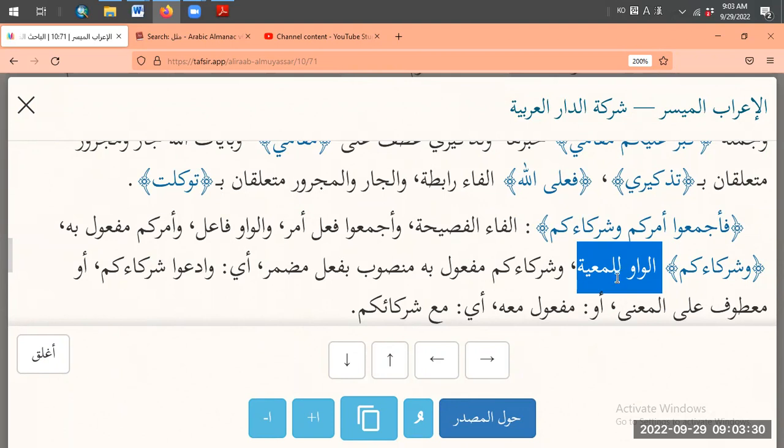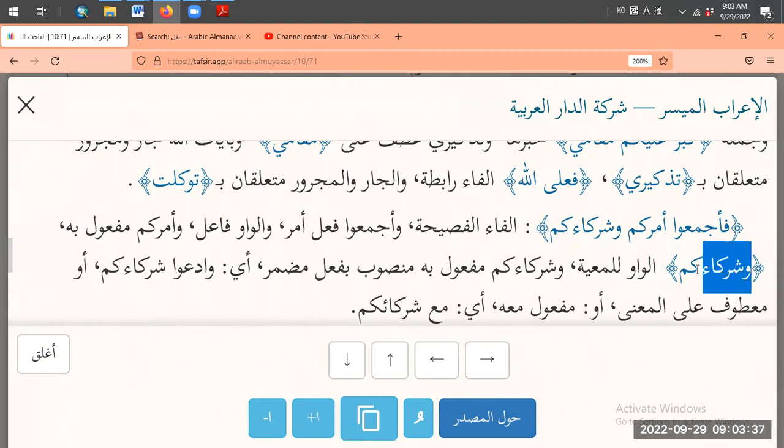Nothing says about maf'ul ma'ahu. Maybe maf'ul that comes with waw al-ma'iyah is called maf'ul ma'ahu. I'm not sure because Ustaz didn't say anything about this yet. So yeah, this is only my opinion.